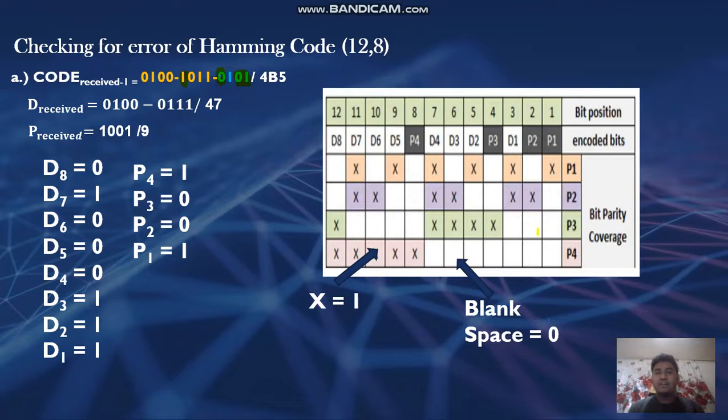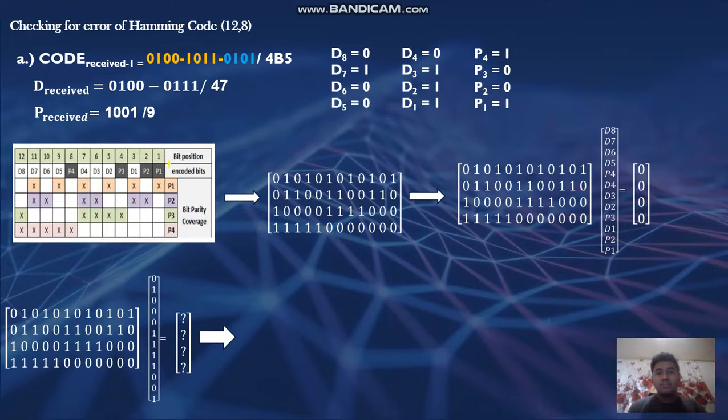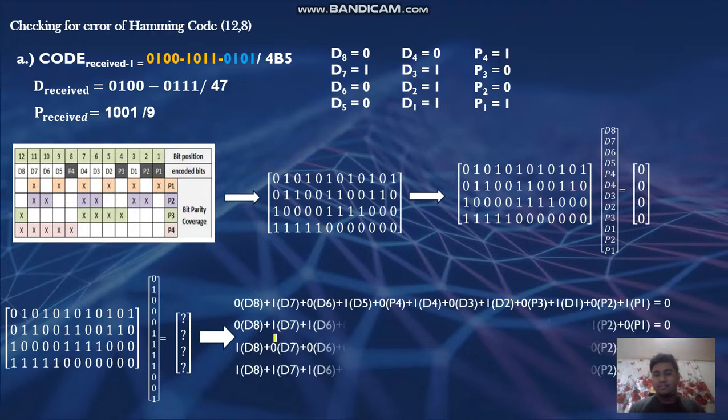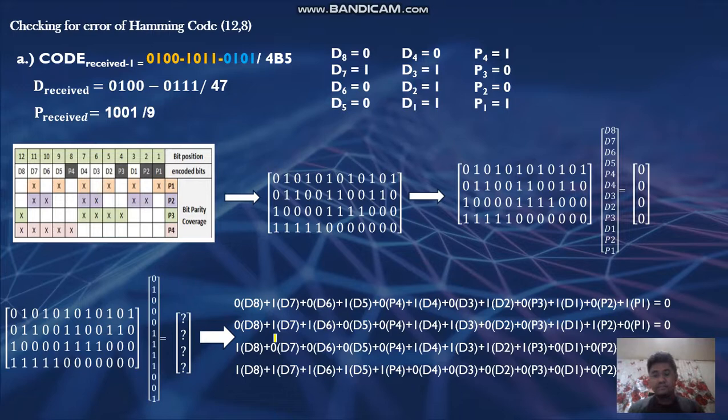Here we have our Hamming code table. X is equal to 1 and a blank space is equal to 0. This is what we talked about last time in the table. We need to solve here, and it should become 0, 0, so there will be no error in our Hamming code. This is the formula.